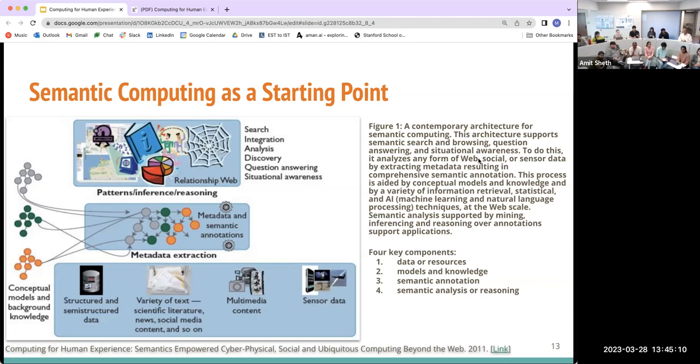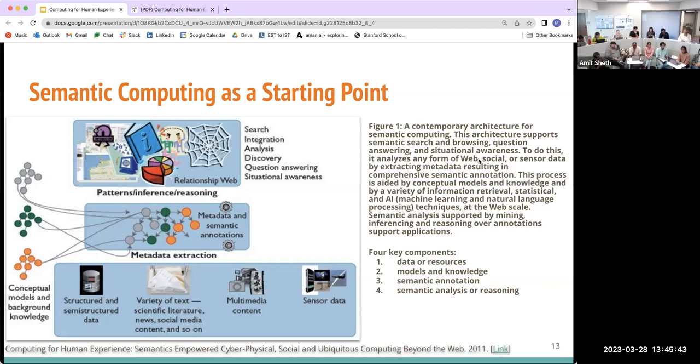If you look at the lower block, those are the different data resources. And the data can be in the form of structured, semi-structured, different kinds of text, multimedia content, sensor data. I think I even came across one line which talks about multimodal data. I don't know how much it was upcoming at that point, but there is one mention of multimodal and sensor data too. So these are the different kinds or sources of data.